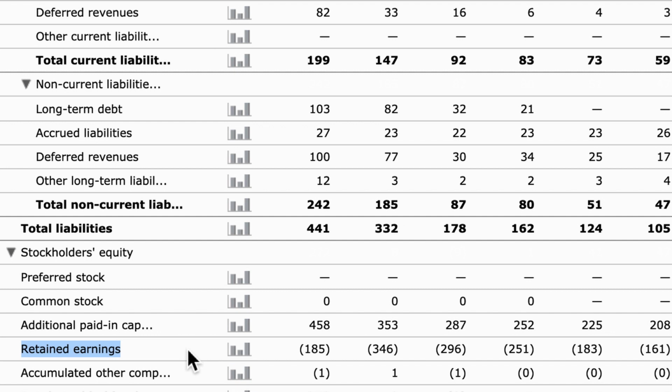The brackets mean negative. So what we want to look for is a company that is able to keep retaining earnings every year, because this is an accumulated number. It's not just what they did that year. It's added up over the years. And when a company generally has positive retained earnings, they can use that money for things like dividends.